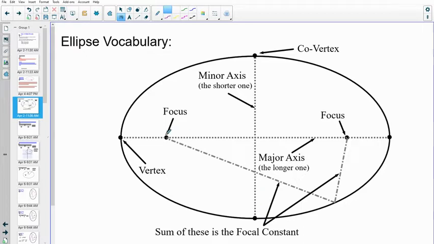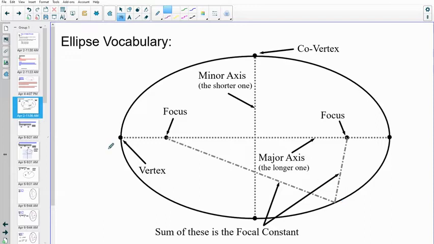And then finally, the focus. Each of these is a focus. I've got two foci. And the property that these points have is that for any point on this ellipse, the sum of these two segments is the same, regardless of where I am on the ellipse. And it's not going to be a big deal for us, but the sum of those two segments is called the focal constant.